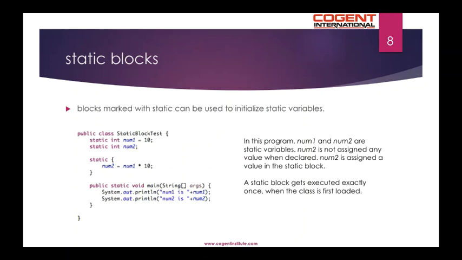Like variables and methods, static can be applied to blocks as well. So a static block is used to initialize static variables as shown in this program. In this program, num1 and num2 are static variables. Num2 is not assigned any value when declared. Num2 is assigned a value in the static block. A static block gets executed exactly once when the class is first loaded.